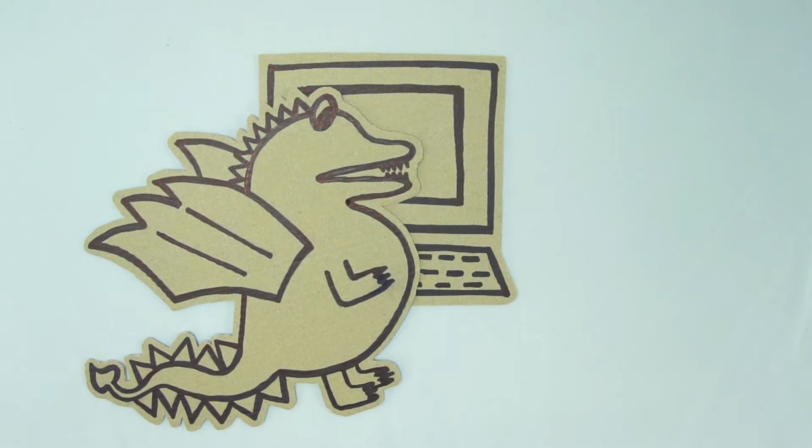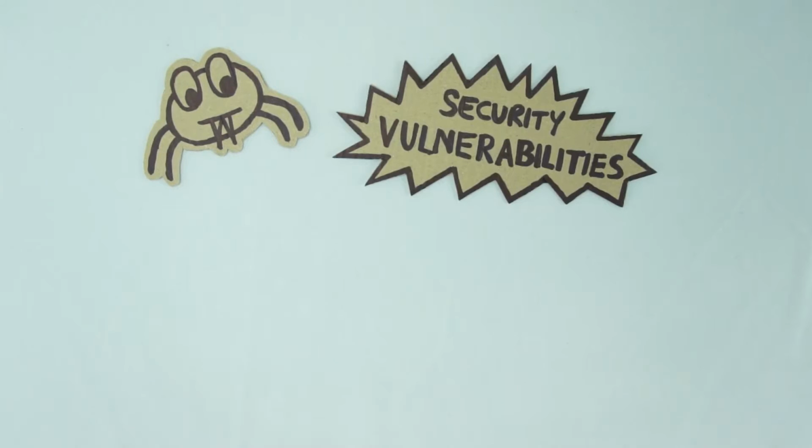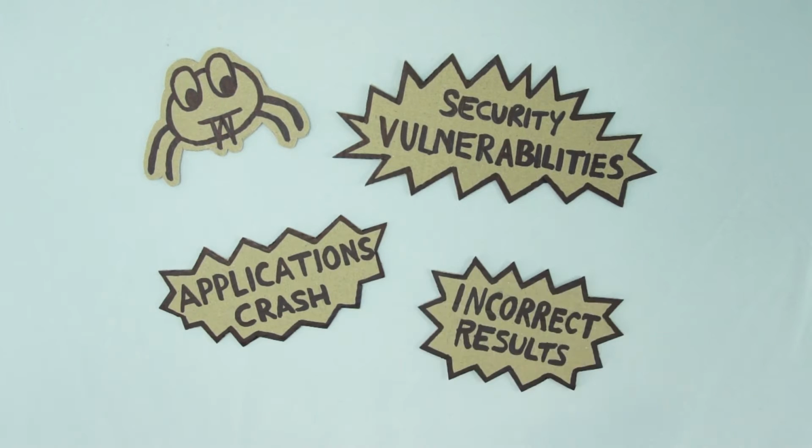Compilers aren't perfect. They have bugs too. Sometimes major ones that can introduce security vulnerabilities, application crashes, or make them produce incorrect results. That's why ensuring that compilers are correct is really important.